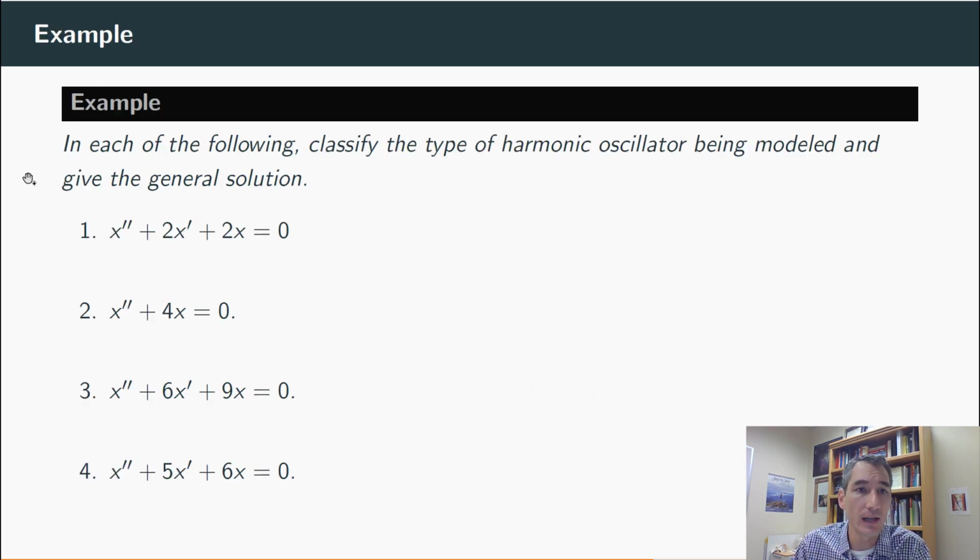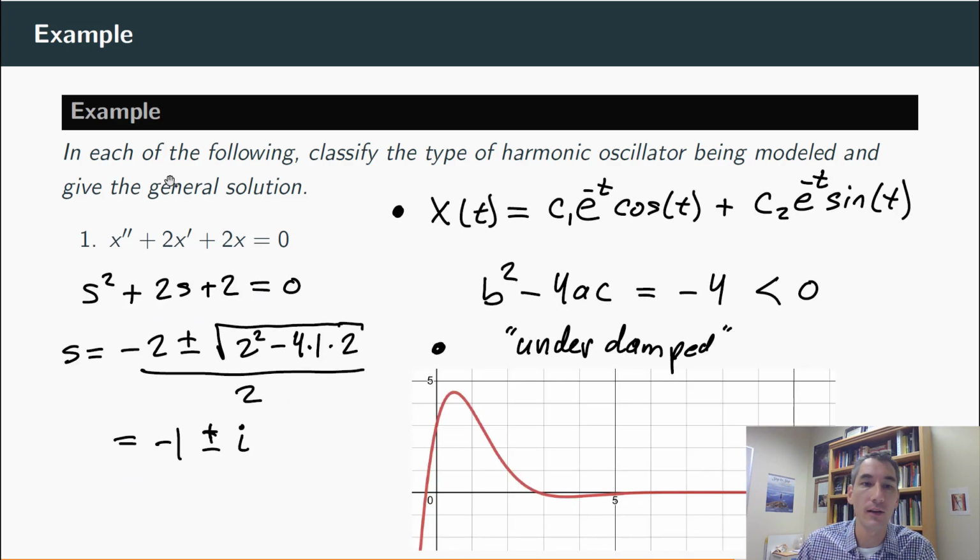And in this example here, they want us to classify the type of harmonic oscillator being modeled and then give the general solution. And they've given us 4 different problems, and they're wondering if we can classify them correctly. So let's take them one at a time. The first one, x double prime plus 2x prime plus 2x equals 0. We write down the characteristic equation.